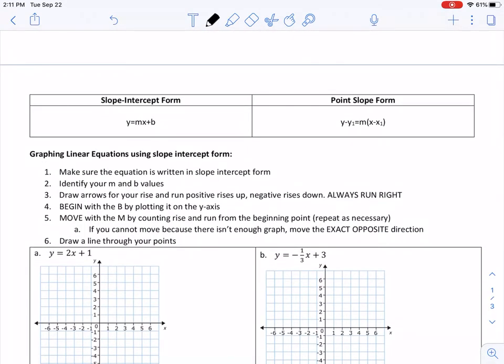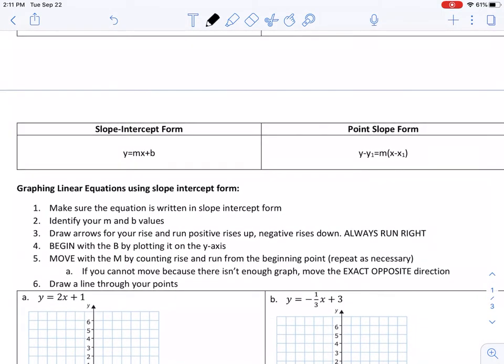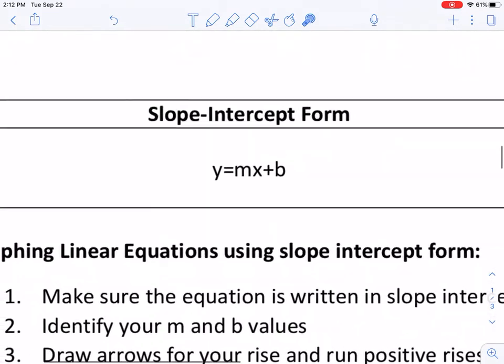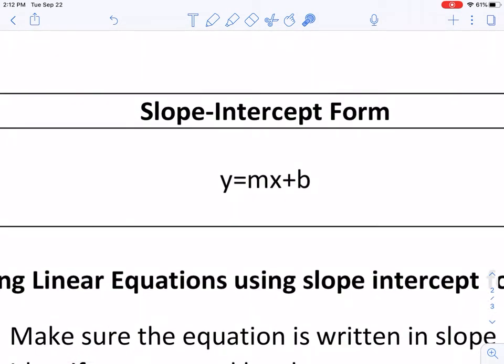Okay? Let's talk about graphing. This is not going to take us very long, hopefully. There are two kinds of forms that we're going to be working a lot with. Today's lesson, we're not really going to talk about point-slope form, but I did want to point out that it is a thing. And usually, if you're given a point and the slope, you would use point-slope form to be able to graph the equation. Slope-intercept form, y equals mx plus b, is what we are going to be camping in on today.